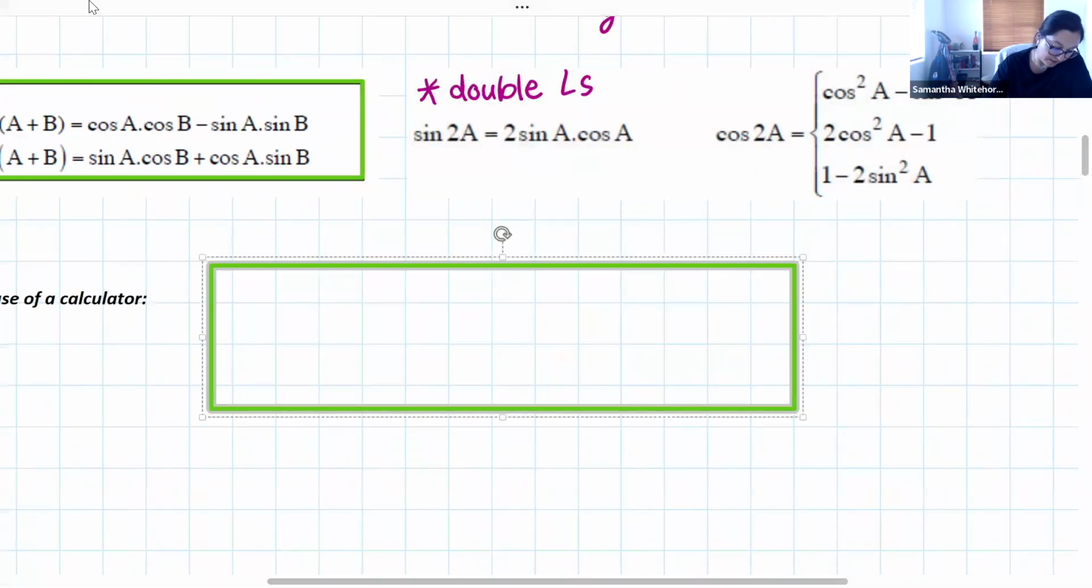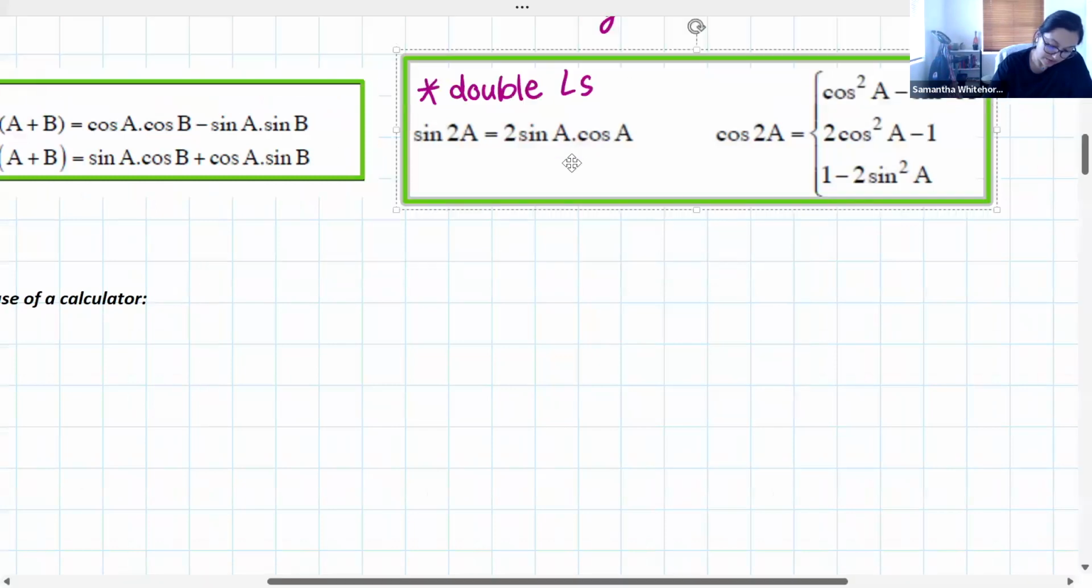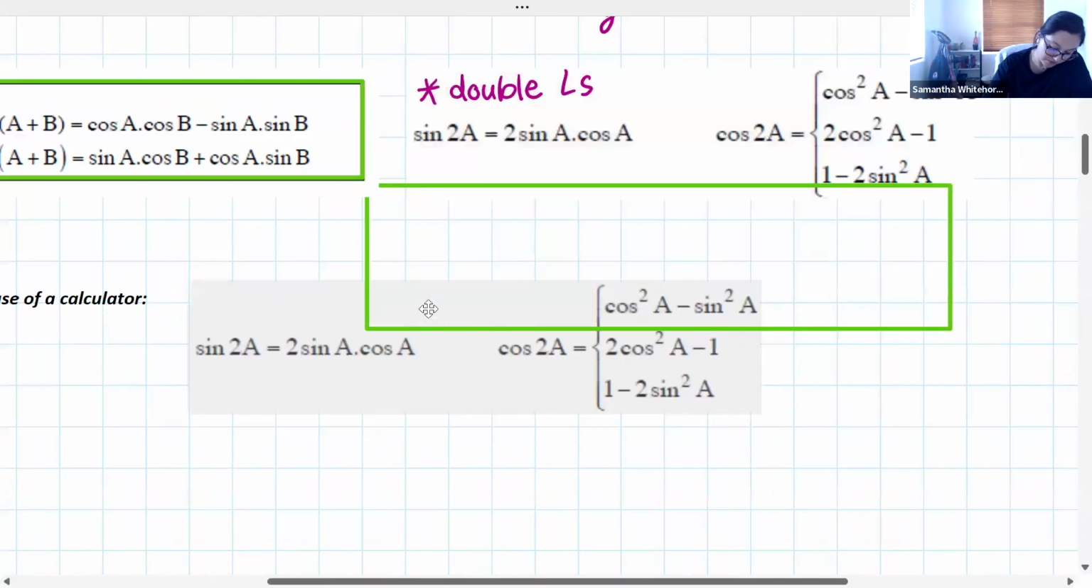Okay, apparently this is what we're doing here. Okay, cool.